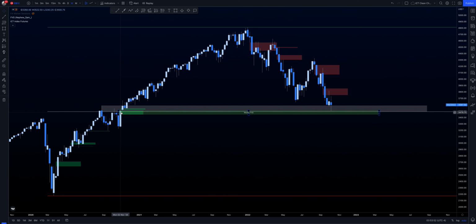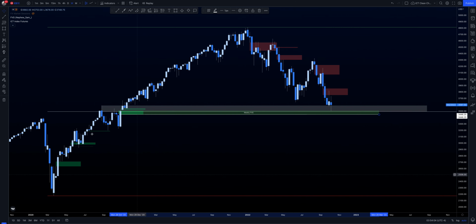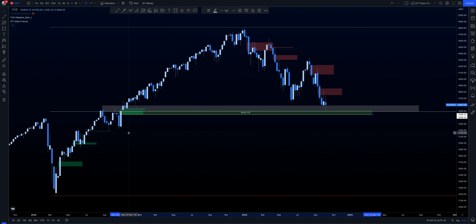So we are trading into this fair value gap, and then below that we have the bullish order block here on the weekly time frame, which is the lower part of the boundary. And then we'd have the mean threshold of this weekly fair value gap, and we've got these relative equal lows.